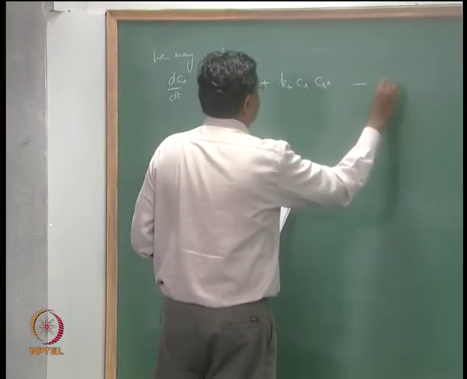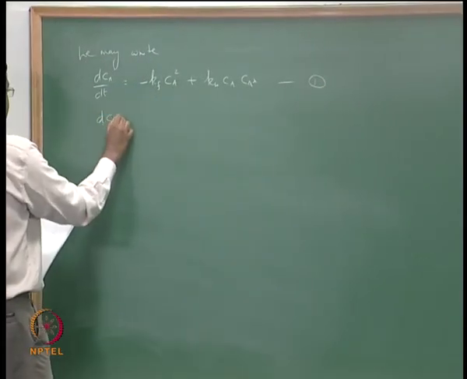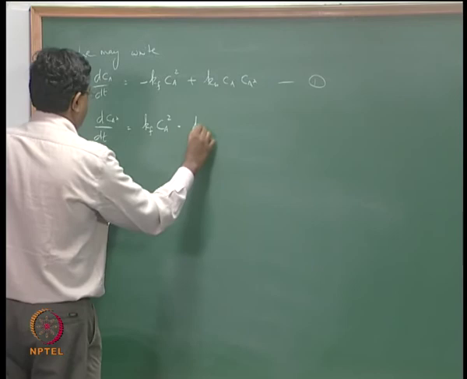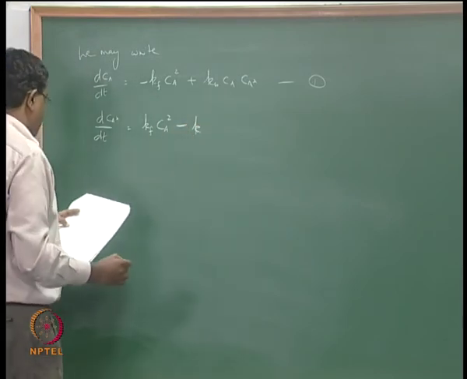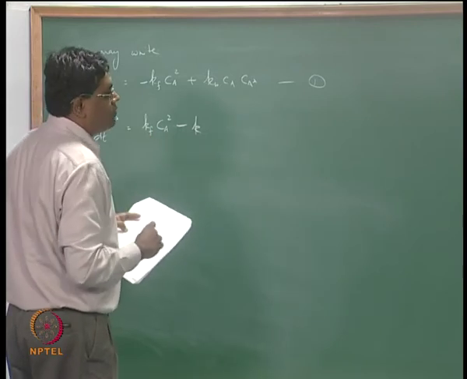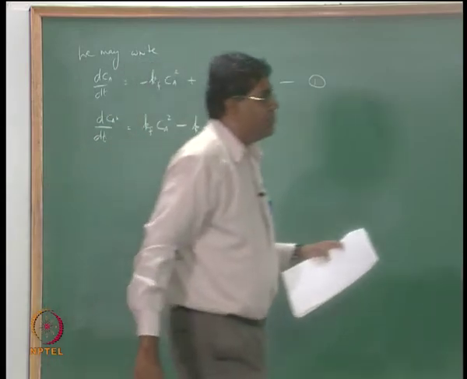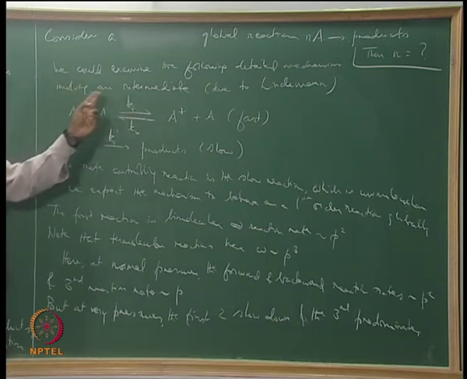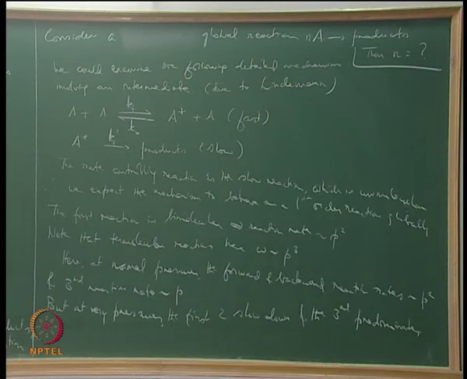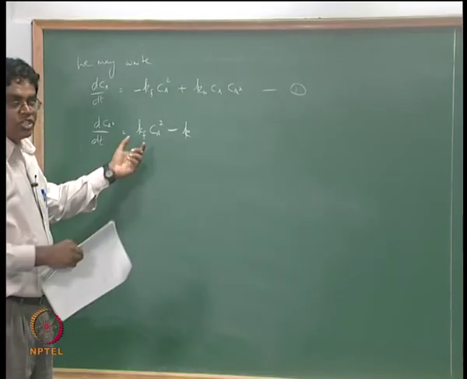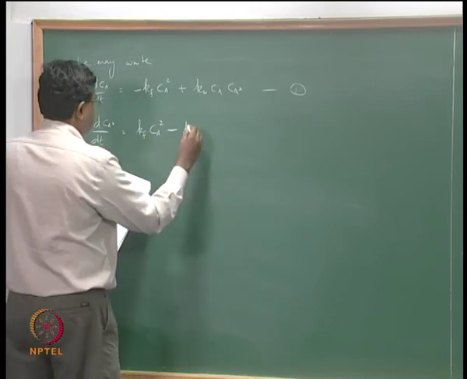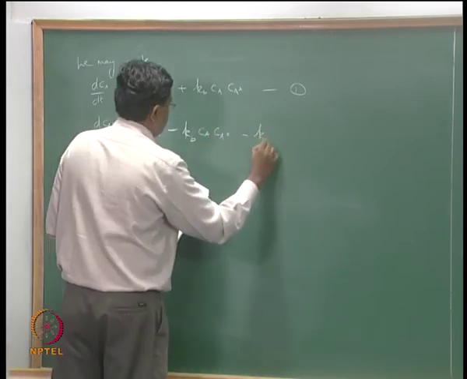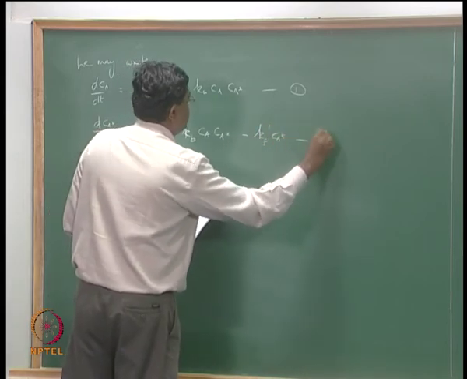And so let's now say this is 1, and dCA star divided by dt equals kf CA squared minus... Now A star is participating in three reactions. Okay, it's being produced in the first reaction, and it's getting consumed in the second. There is a reverse reaction there, and the third, right? So kf CA squared is actually the production rate for A star, but it is also getting depleted twice, which is kb CA CA star minus kf prime CA star. Let's call this 2.